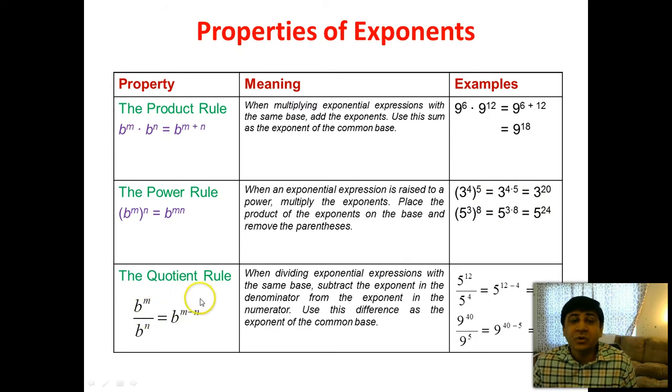The last one is the quotient rule for exponents. If you have a division of two things with exponents, b to the power m divided by b to the power n, then we can write it in the same base, but the powers subtract. So we subtract m minus n as the power. For example, if you want to simplify 5 to the power 12 over 5 to the power 4, that will simply be 5 to the power 12 minus 4, which is 5 to the power 8. I hope you got the idea of how to deal with exponents.